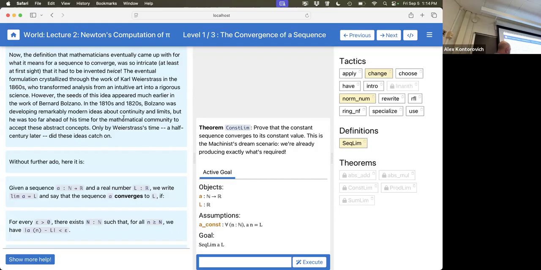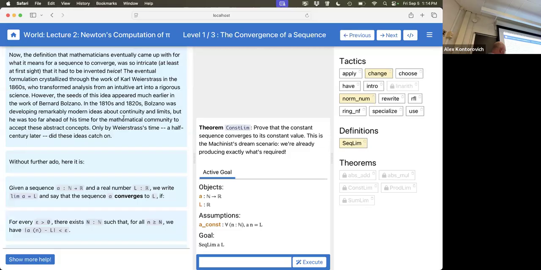Okay. Given a sequence A and a real number L, we will write that the limit of A is equal to L and say that the sequence A converges to L if for every epsilon there exists an N, so that for all little n greater than capital N, we have the absolute value of A of n minus L is less than epsilon. Everybody got it? No, of course not. What the hell is going on here? Okay, so what's going on?